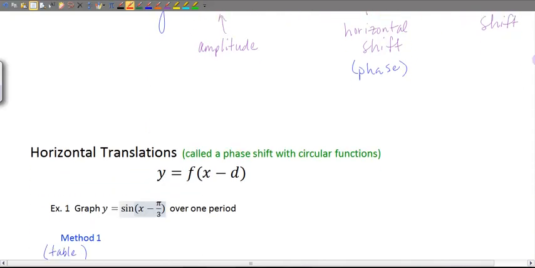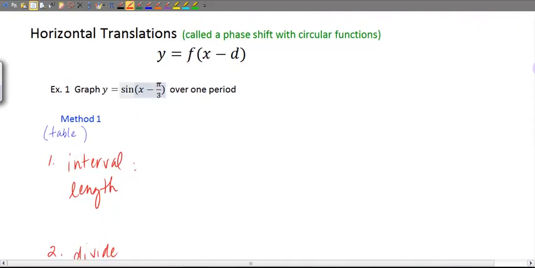So let's see, with this first example, what happens when I take a graph and shift it horizontally, or in other words, do a phase shift. So this is the first example: y equals the sine of x minus pi over 3, and I want to graph this for one period. The first method I'm going to show you is the table method.